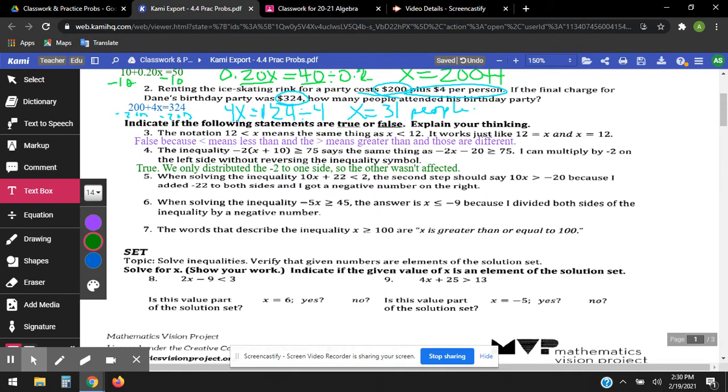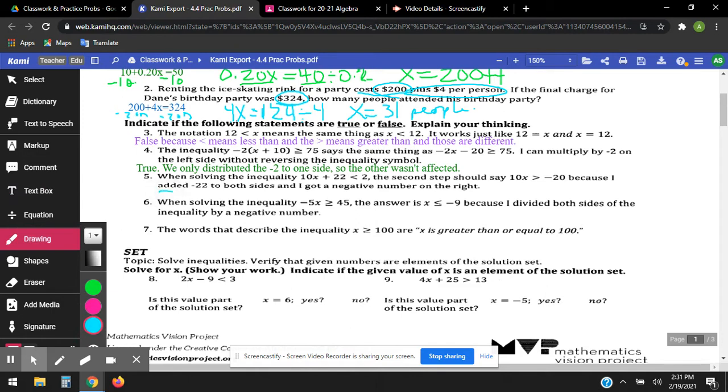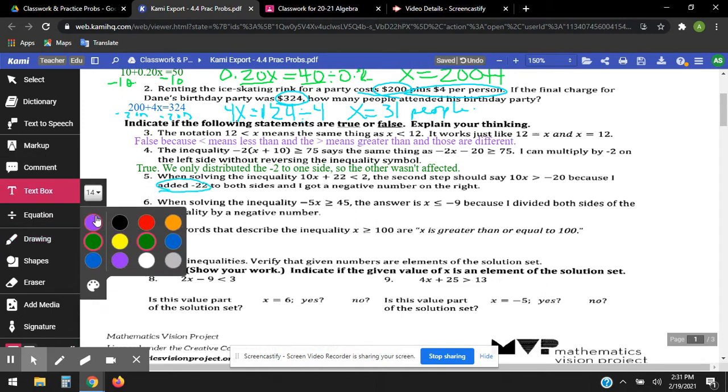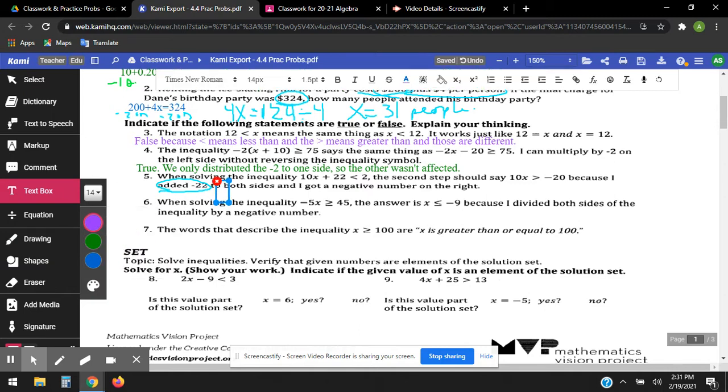All right, 5. When solving the inequality, 10x plus 22 is less than 2, the second step should say 10x is greater than -20 because I added -22 to both sides, so you get a negative number on the right. So here's the key word in this one, added -22 to both sides. Does adding a negative make a difference when you're with inequalities? It does not. So this is false.